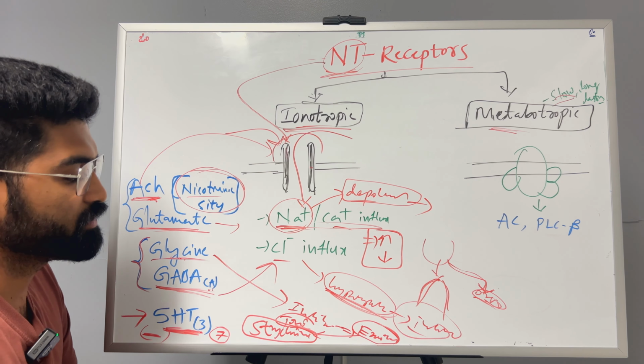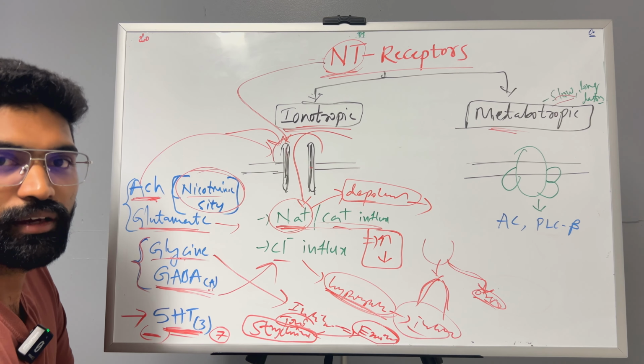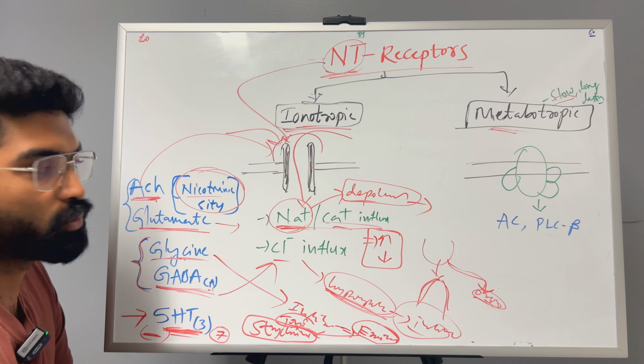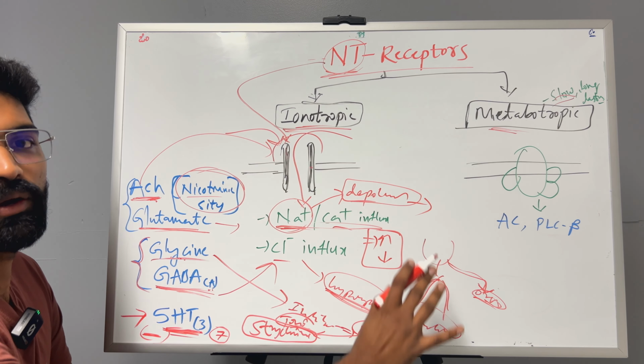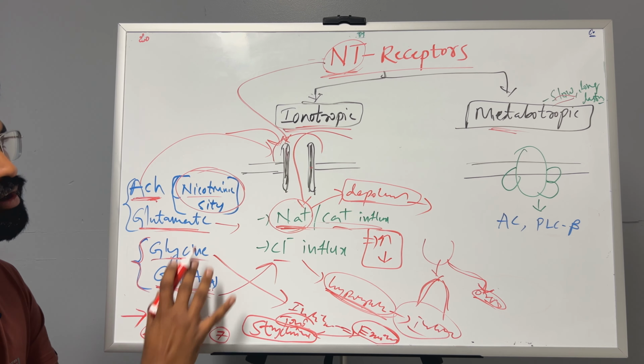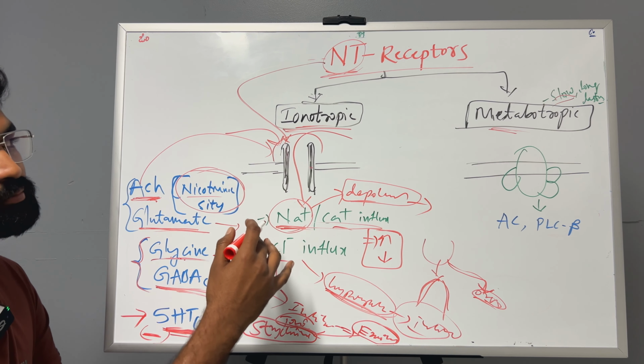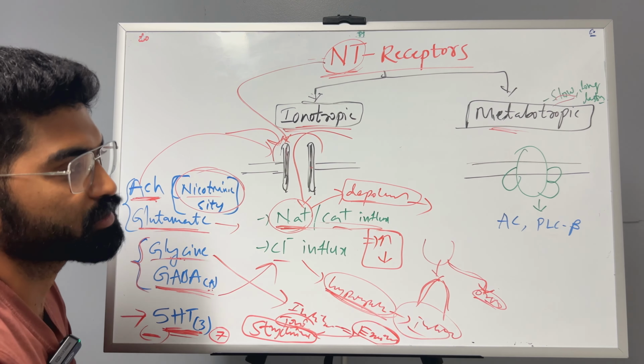So once we give ondansetron, it will antagonize the effect of 5-HT3 and the vomiting will be controlled. So this is all about the ionotropic receptors, different types of neurotransmitters involved in these receptors, and their clinical relevance. Now, coming to the metabotropic receptors.